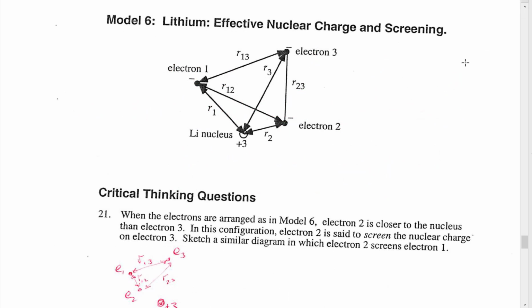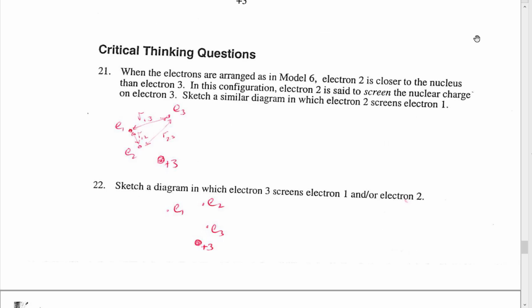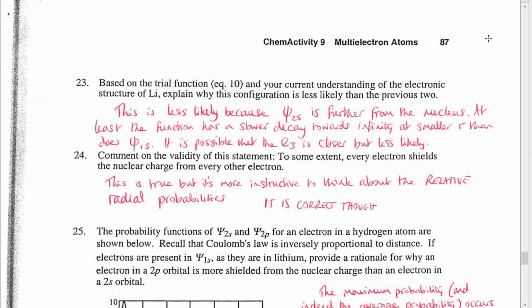Model 6 asks us to think about screening once again, and this idea of the effective nuclear charge. Critical thinking question 21 again asks us to start to sketch a diagram where we have these electrons shield the other electrons from the nucleus. And critical thinking question 22 also asks us to sketch a diagram where now electron 3 screens electron 1 or electron 2. These are critical thinking questions after all, so they're encouraging you to think about what we're looking at.